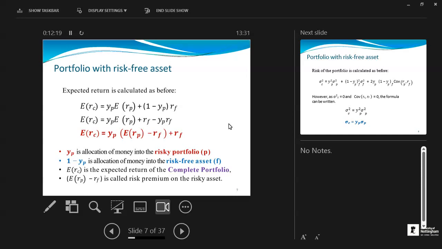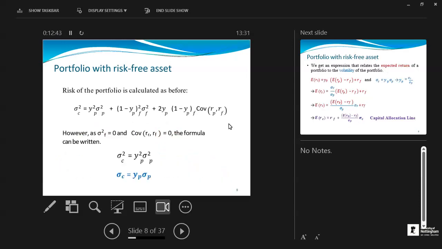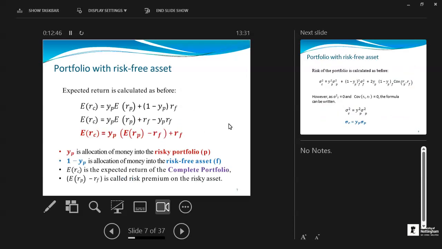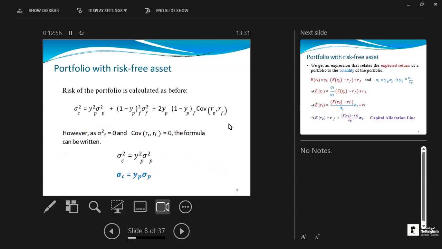So what is the expected return of this complete portfolio? It's the risk-free rate plus the expected return above the risk-free rate because you have chosen to invest in a risky portfolio. And the expected return of this excess return will depend upon the riskiness of the portfolio that you have chosen. So this is the weighted average return of the two assets. One is a risky portfolio, the other one is a risk-free asset.